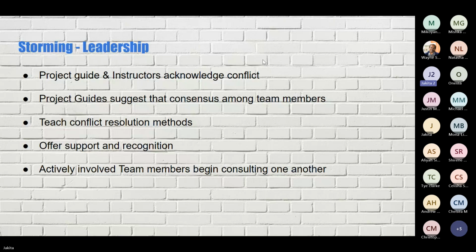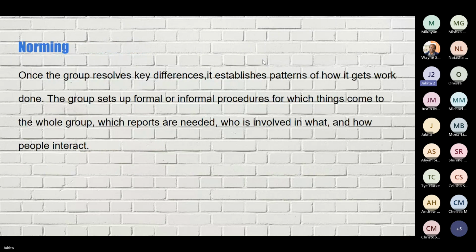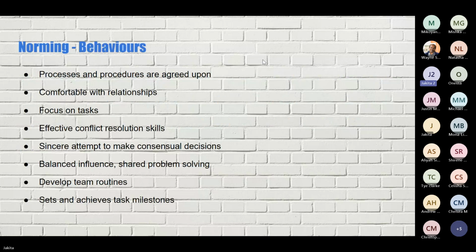So we're going to be moving on to the next stage, which is norming. Once the group resolves key differences, it establishes patterns of how it gets work done. The group sets up formal or informal procedures for how things come to a whole, which reports are needed, who is involved in what, and how people interact. So we're going to move on to some behaviors. This is where the processes and procedures and things that the members will agree upon happen.